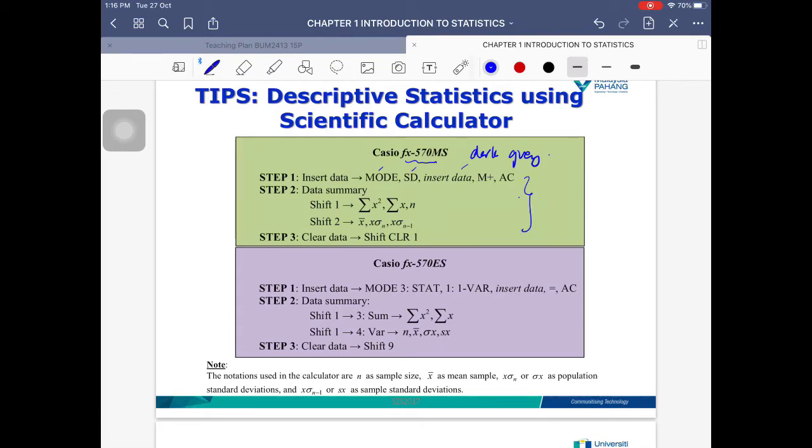So first of all, press the mode SD, insert the data. And if you wanted the data summary, so this is what you're going to have to go through. I don't promise when I'm going to do this because I only have my white calculator with me.